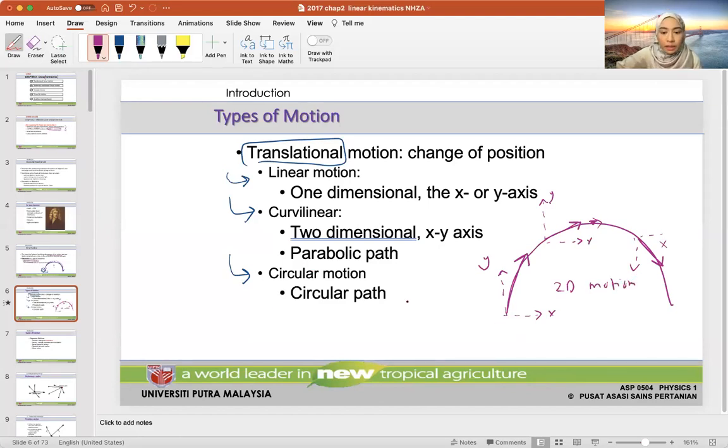And then we have circular path. Circular path macam ni. Okay, siapa punya nama pula saya nak panggil ni? Iskandar lah. Iskandar, ni Iskandar.